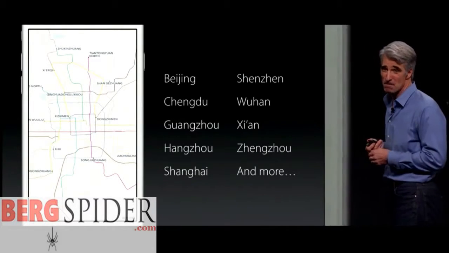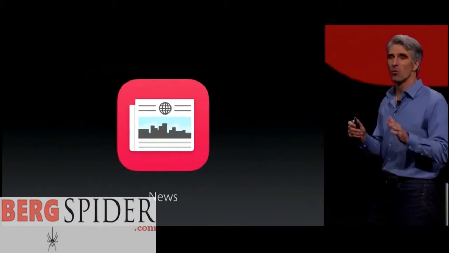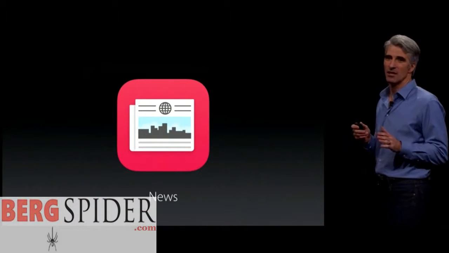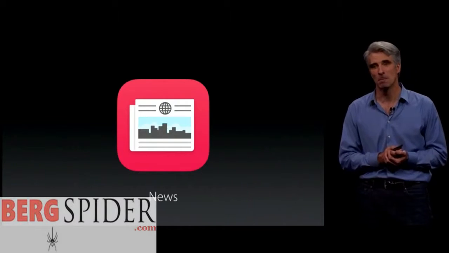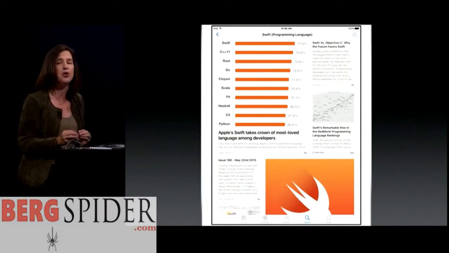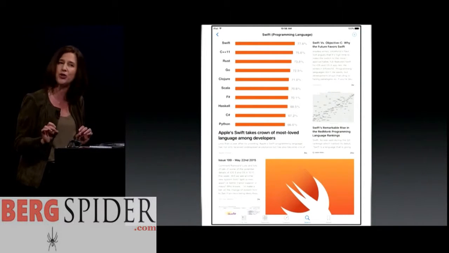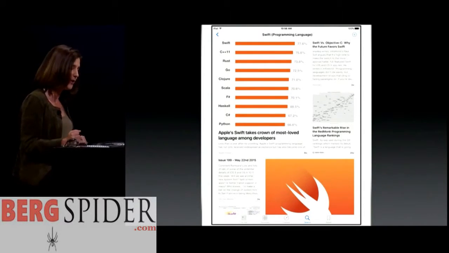News is beautiful content from the world's greatest sources, personalized for you. It's a beautiful feed, and what's really cool about this is there are powerful machine learning algorithms that analyze the contents of the articles to figure out which stories belong in which article.